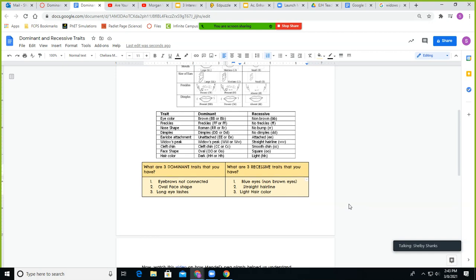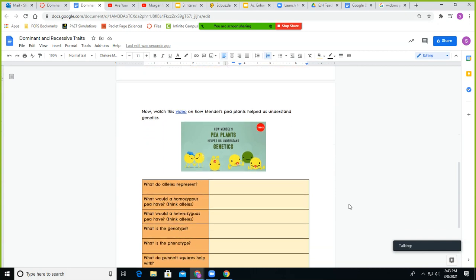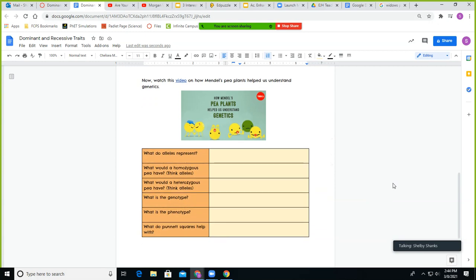We're going to move on to the next and last thing that we're going to look at. All right, so we're going to learn a little bit about Mendel's pea plants. So this helped us understand a little bit more about genetics, and it's going to go into some Punnett squares a little bit. These 6 questions you guys will answer after the video. If you need to watch the video again, it is linked, so you can always press on that.